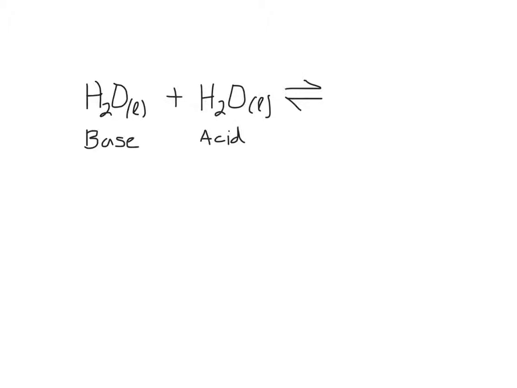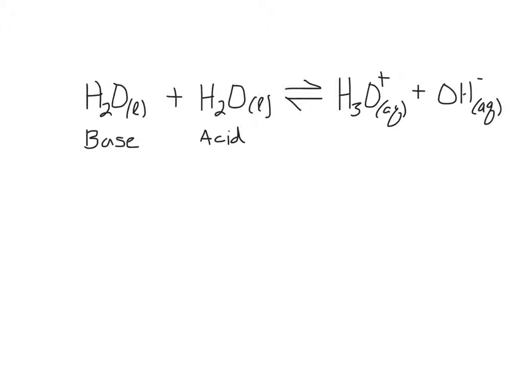In this video, we're going to discuss the acid-base properties of water. We're going to start by writing the auto-ionization reaction for water. In this reaction, two water molecules react together, one acting as a base, one acting as an acid. The two water molecules react and form the hydronium ion and hydroxide. This is the auto-ionization reaction of water.